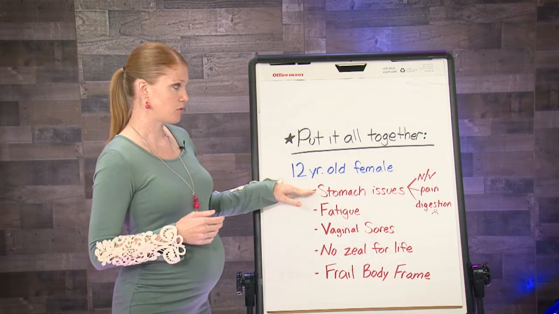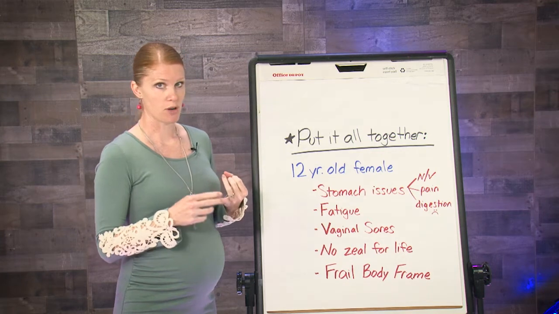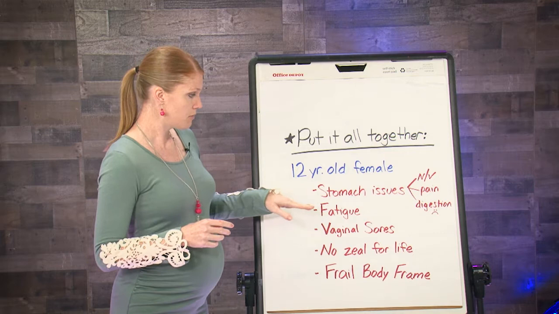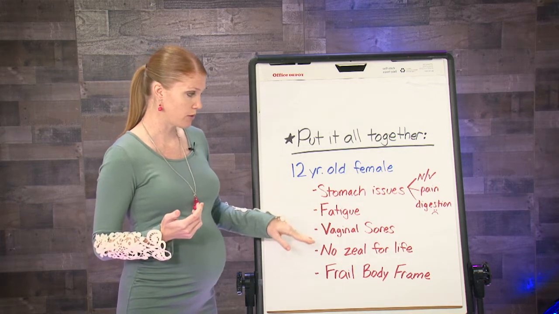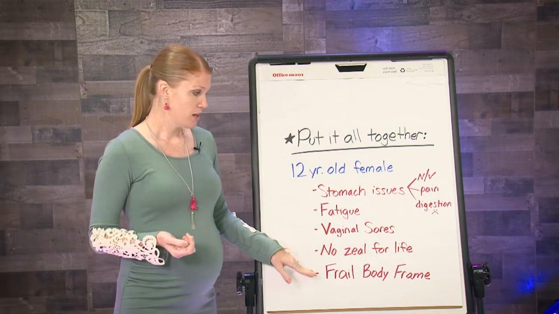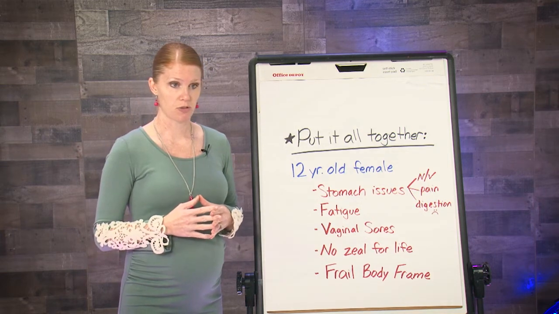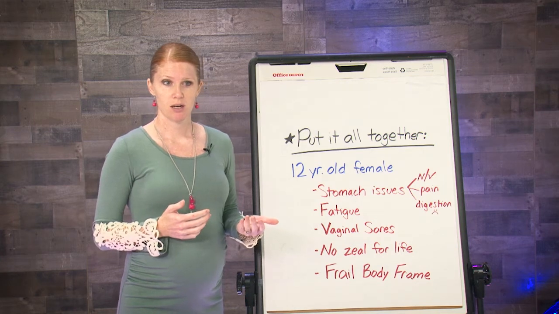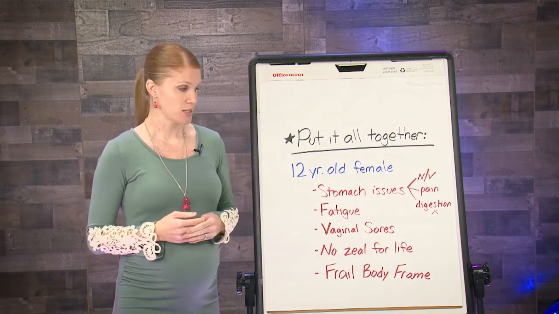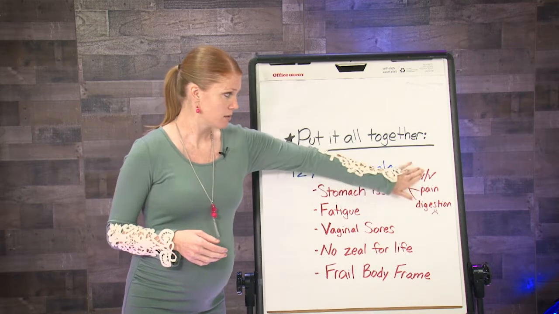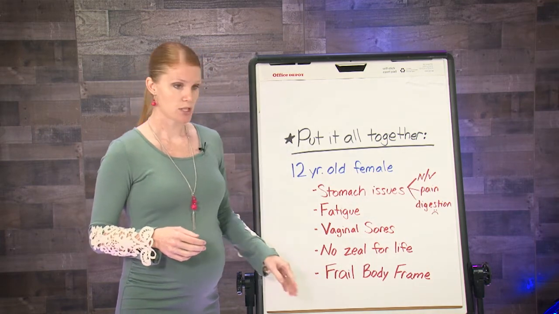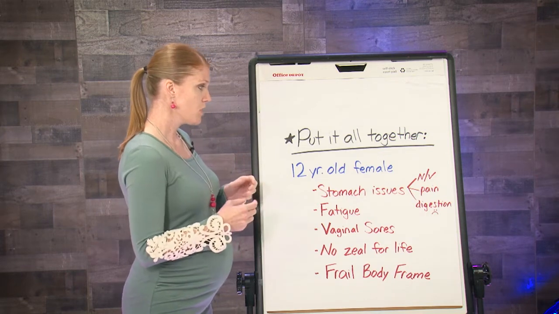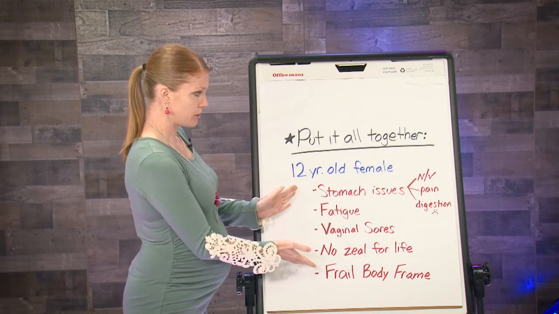She's had stomach issues for her entire life. Random nausea, vomiting, always in pain, and horrible digestion. Fatigue is a major issue. Remember, she's 12. She has no zeal for life, and her body is frail. If you were to look at her, she almost looks anorexic. One, she doesn't eat a lot anyway, and two, because of these issues. But she also just has that body type that's really, really tiny. So there you go. There's what she's dealing with.